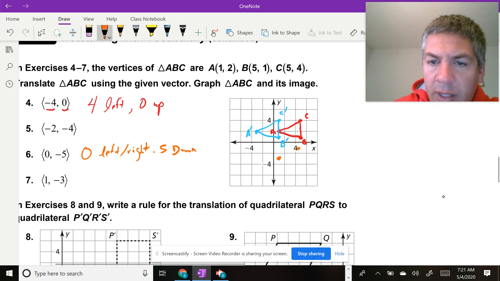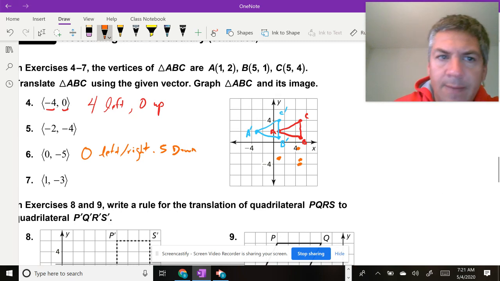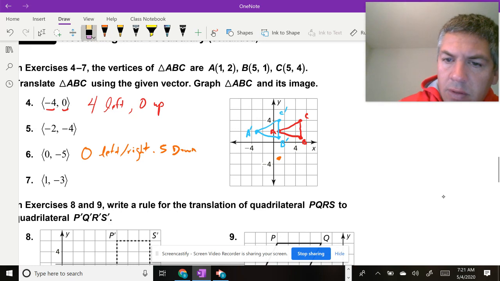That's 1, 3, 5. Is it right? 2, 4, 5. 2, 4, 5. Probably right there. I probably didn't do that very well. So this is 2, 4, 5 for C. B is 2, 4, 5 for B. And we call that triple prime. And we'll draw that triangle right there.